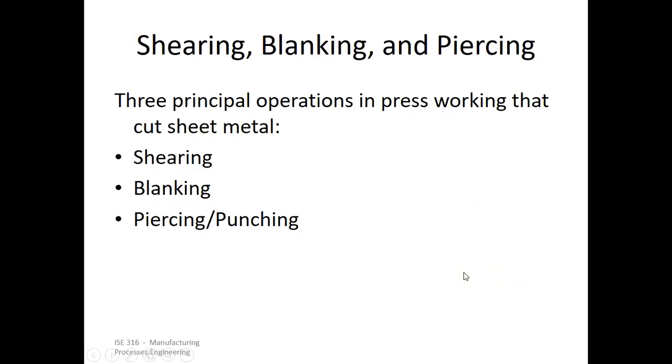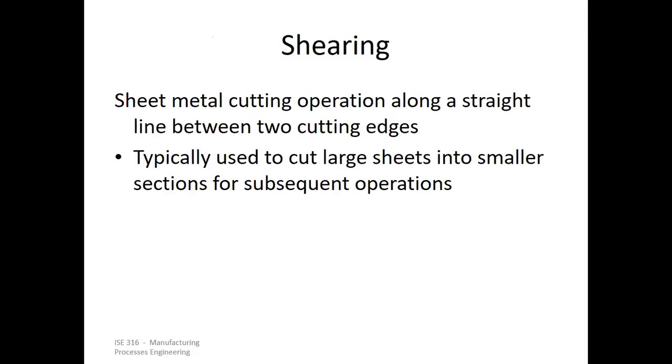Shearing, blanking, and piercing, right? All these are cutting operations. Three principal operations in press working that cut sheet metal are shearing, blanking, and piercing or punching. Both are the same, but you have those two terms to define the same process, right? So either punching or piercing, but the other two categories are blanking and shearing.